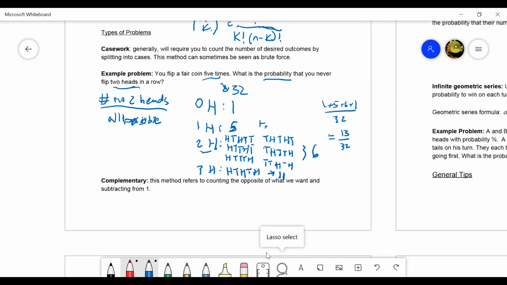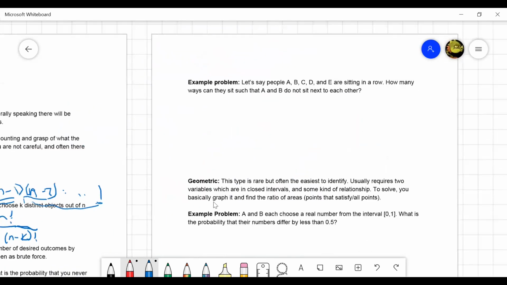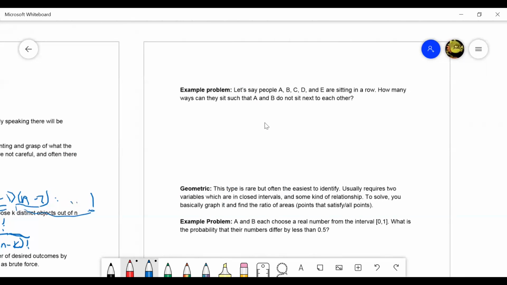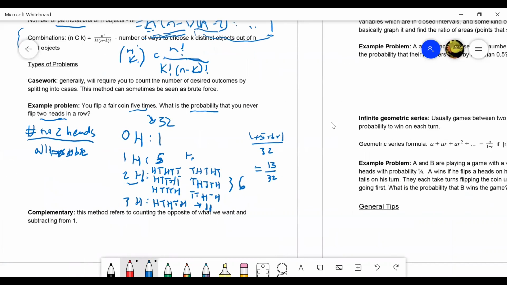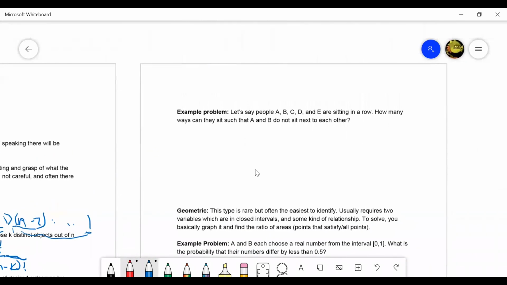So that's why you can just subtract from 1 here. So an example problem is, let's say A, B, C, D, E are sitting in a row, such that A and B do not sit next to each other. So this isn't exactly using probability, but it still uses something called complementary counting.